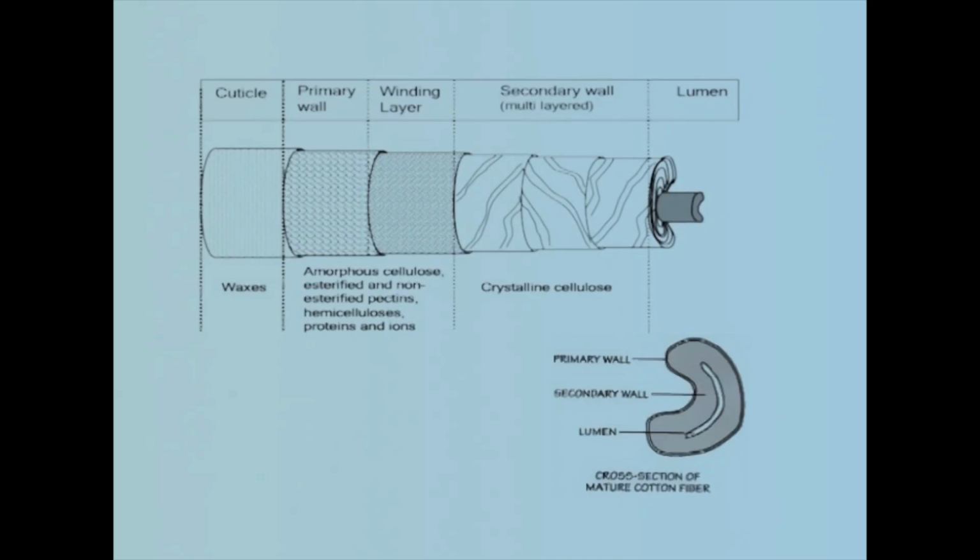And when you look at the cotton structure, it has a cuticle outside like any other plant cell, and it has a primary wall and a secondary wall. Usually the primary wall does not contain much, it is a very thin one, and whatever cellulosic content is present, it is present in the secondary wall. And it also has a central void which is called the lumen.